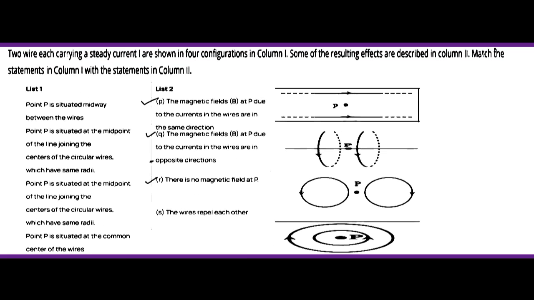Now guys, if we move towards the third one, we have here the third part, that is point P is situated at the midpoint of the line joining the centers of the circular wires which have the same radii. And on this side we have this diagram with two circular wires and the point P between them. By thumb rule, the magnetic field lines at P due to both wires are in opposite directions, and since P is the midpoint, they are equal and opposite by symmetry, hence the resultant field is 0. So the direction of the force on each wire towards each other, as can be seen from here.